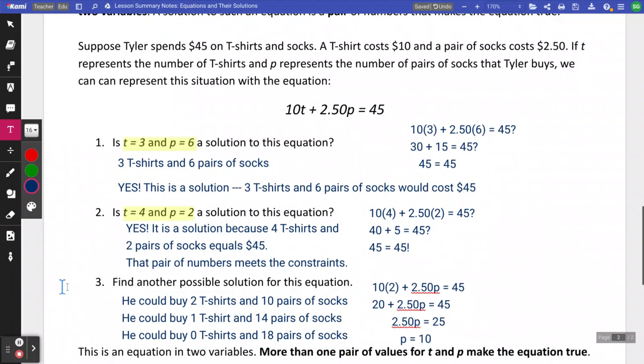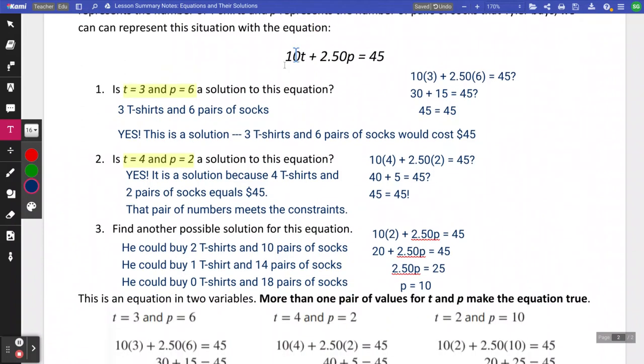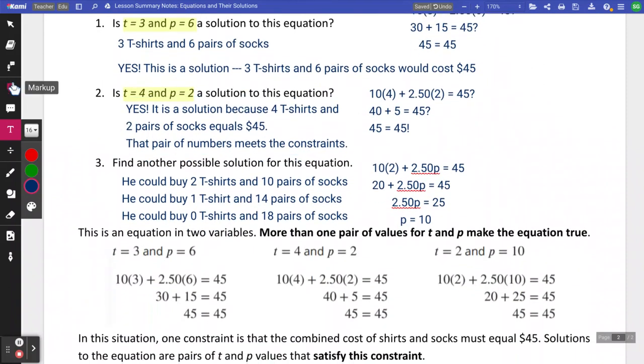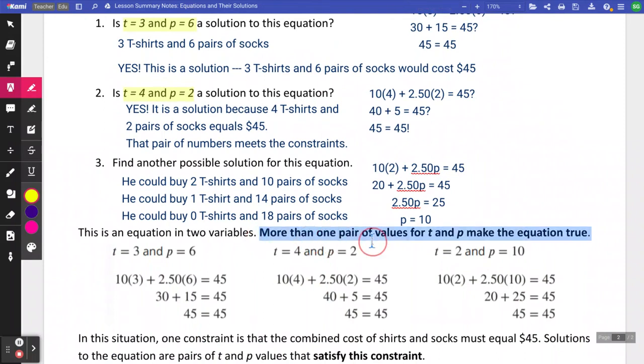So again, to summarize, this equation that we were working with is an equation in 2 variables because there are 2 unknowns, t and p. Because it's an equation in 2 variables, I'm going to scroll down a little bit and highlight this. That means that more than one pair of values for t and p can make that equation true. There's the possibility of having multiple solutions.